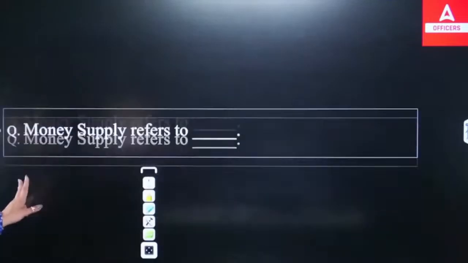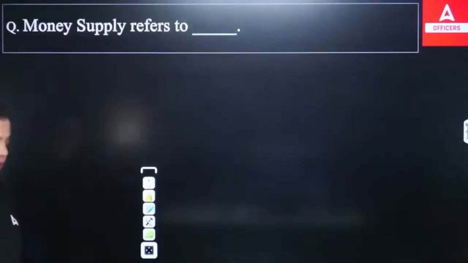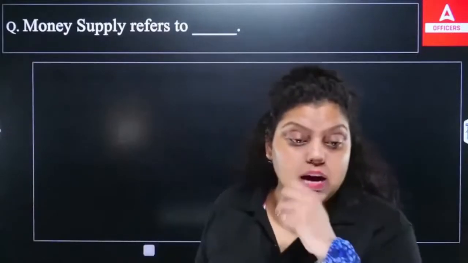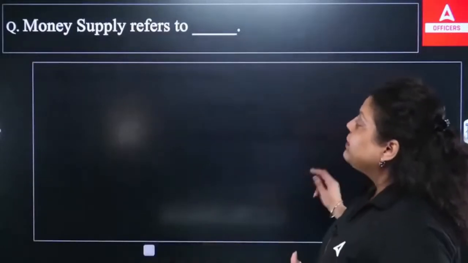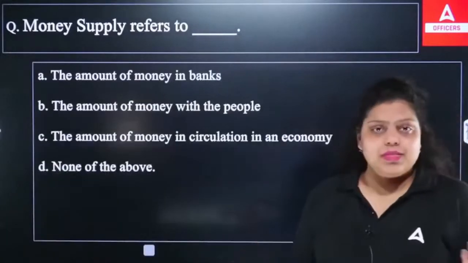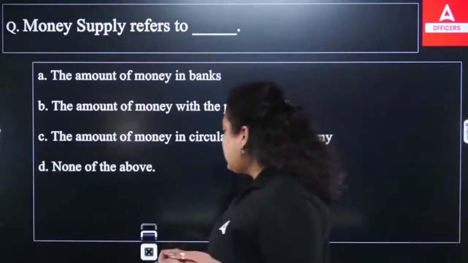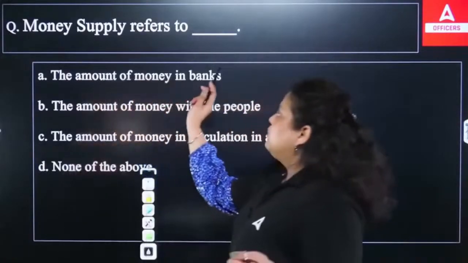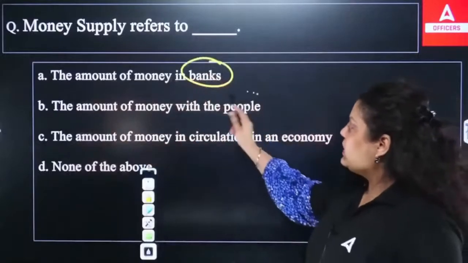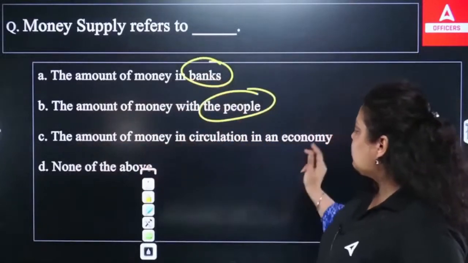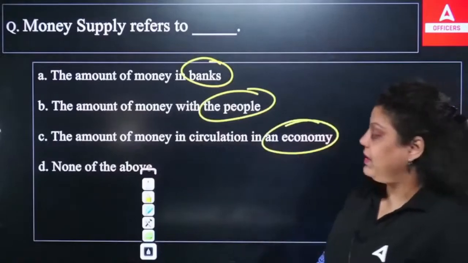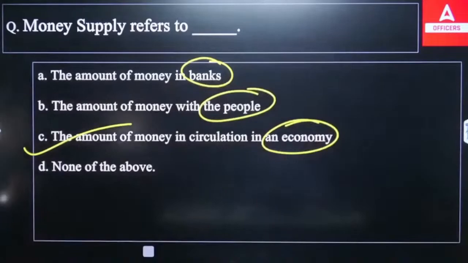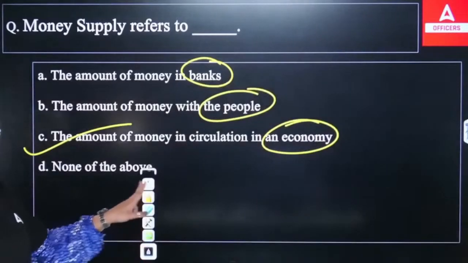Okay. Now, money supply refers to. So, a lot of time we talk about the money supply. We have just talked about these M1, M2, M3 are the measures of money supply. So, what does money supply actually mean? It's the liquidity that is available in the economy. But how to define this? First option is saying the amount of money in banks. Second is saying the amount of money with the public, the amount of money in circulation in an economy. So, which of the following will be the right answer? Obviously C. Whatever money will be available in the economy, whatever liquidity will be available in the economy, that is known as your money supply.